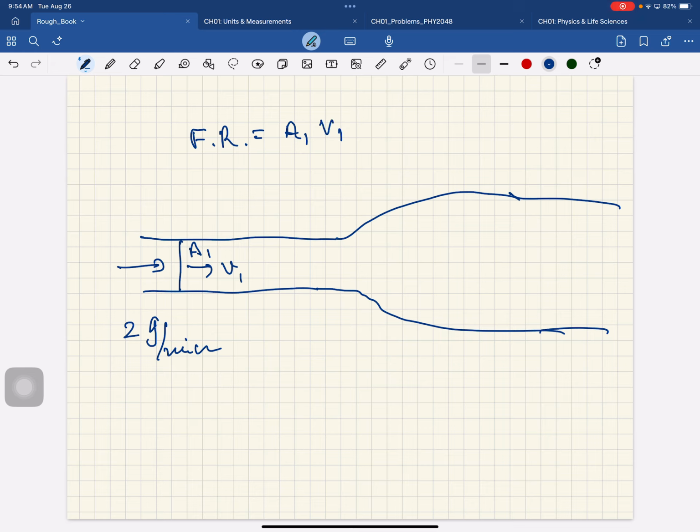Here's this pipe whose cross section is changing. There's no leaks in the pipe. 2 gallons per minute are flowing in. How many gallons are flowing out? 2 gallons a minute. There's no leaks, so the flow rate there is 2 gallons a minute. So the flow rate in is A1 V1, and the flow rate out of the pipe is A2 V2.